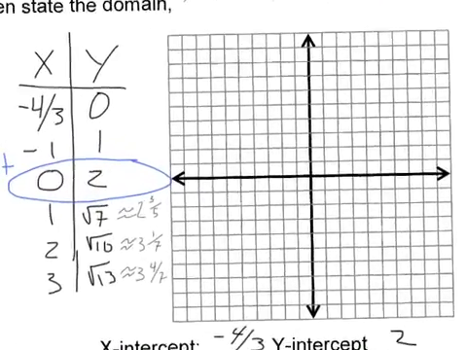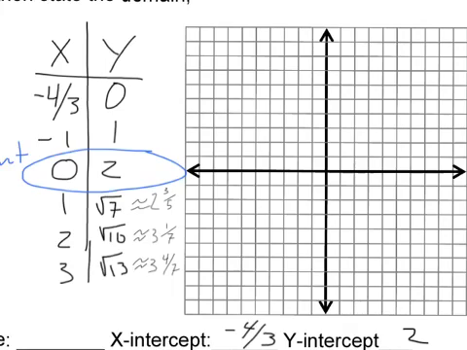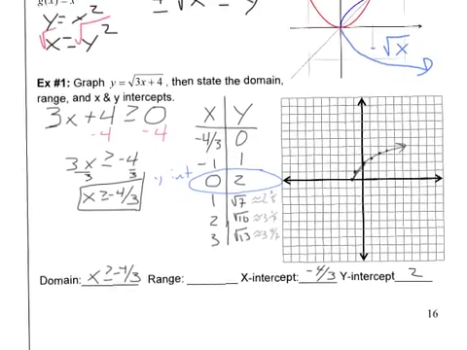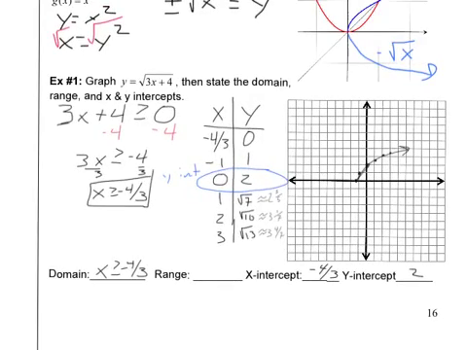So let's just graph these things. At negative 4/3, I'm right here at about 0. At negative 1, I'm at 1. At 0, I'm at 2. At 1, I'm at about 2 3/5. At 2, I'm about just a little bit over 3. And at 3, I'm about 3 1/2, 3 4/7. And so now I can kind of see what's happening to my graph. And there we go. I've graphed that function.